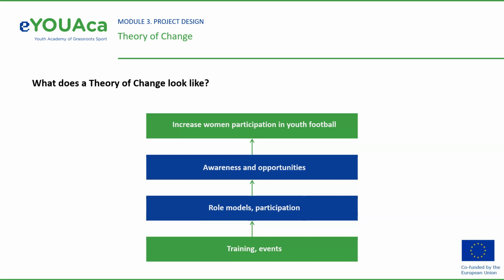The specific activities and interventions needed to achieve the intermediate goals are defined. Organize awareness campaigns on opportunities for girls to participate in football. Organize women's football events to promote positive role models. Organize training workshops for coaches.